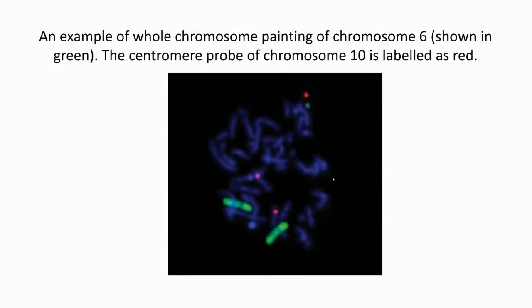This is an example of the WCP, whole chromosome painting. You see the whole chromosome painting of chromosome 6. Also, there is this centromere probe of chromosome 10. So this is the centromere of chromosome 10, labeled.